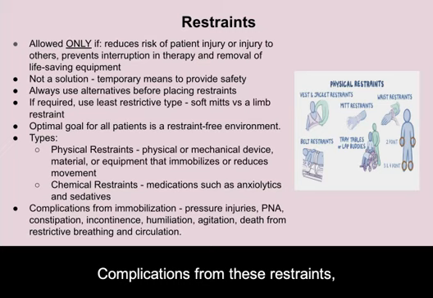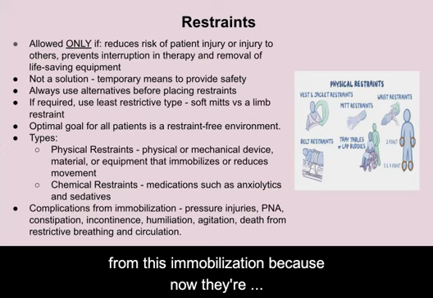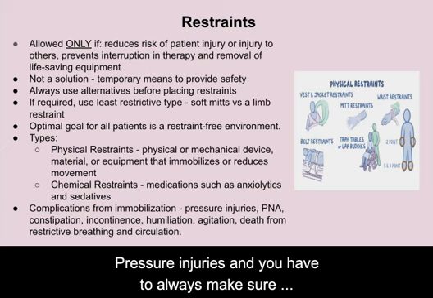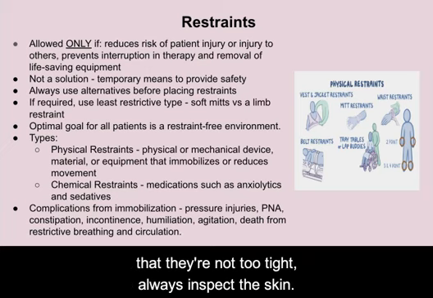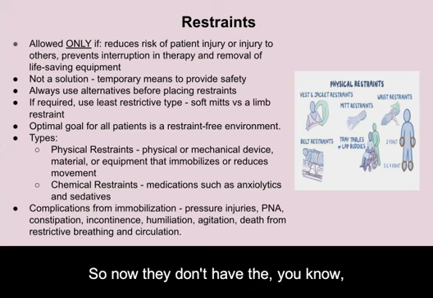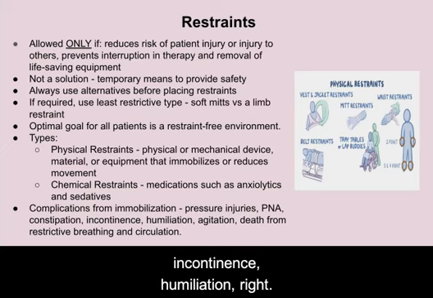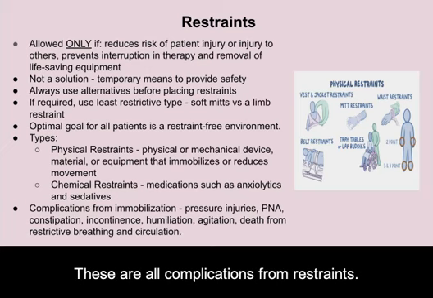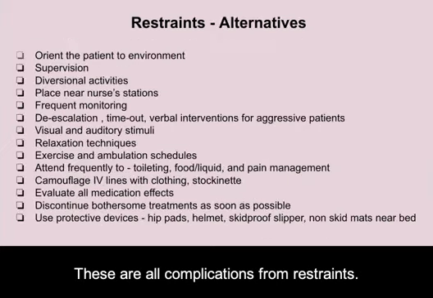Complications from these restraints, from this immobilization, because now they're restrained. What are the different complications that you can expect? Pressure injuries, and you have to always make sure that they're not too tight. Always inspect the skin. Pneumonia, because they're not moving now, so they have breathing problems. Constipation, incontinence, humiliation, right? Agitation, death from restricted breathing and circulation. These are all complications from restraints.